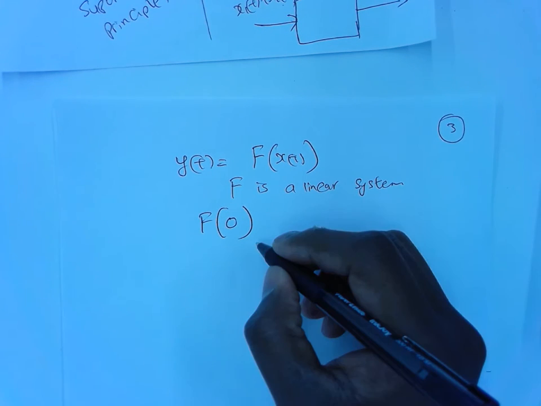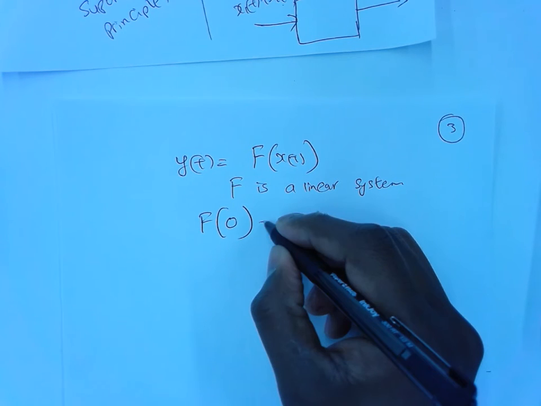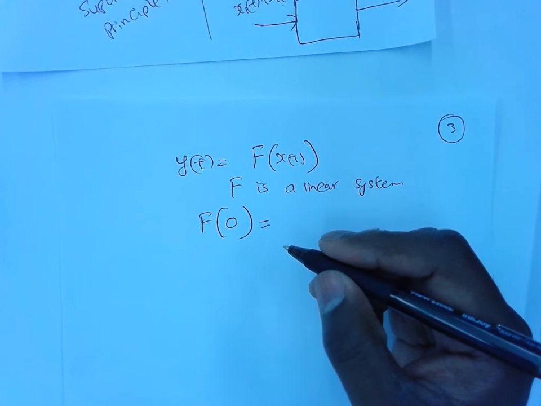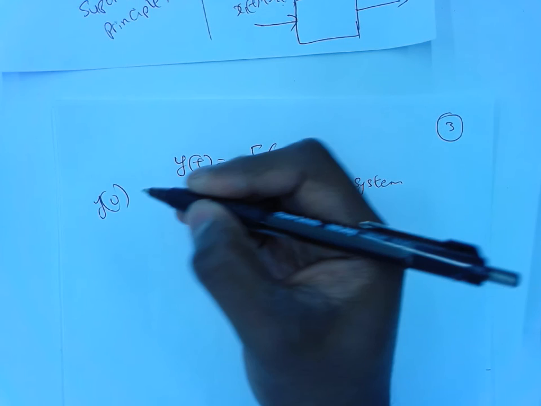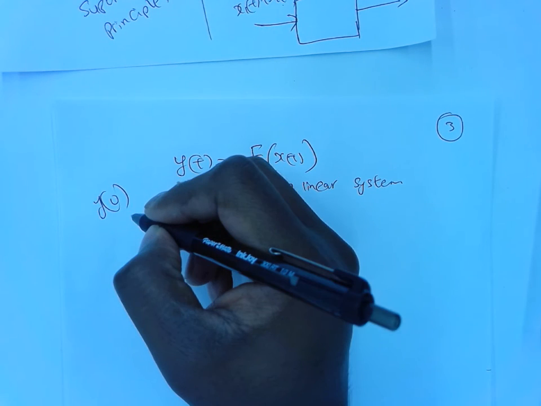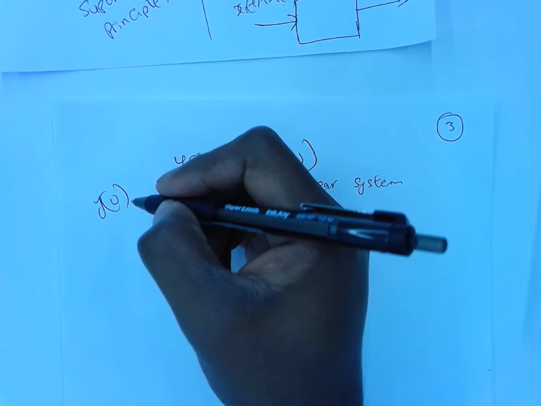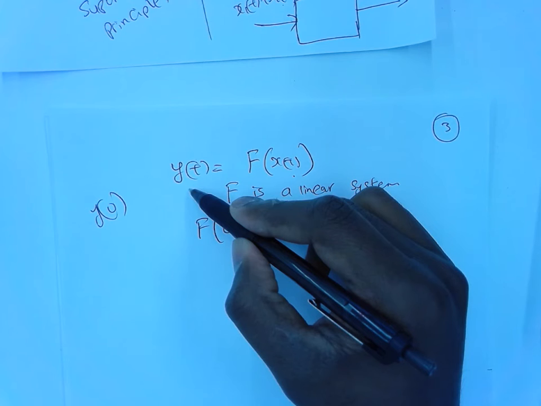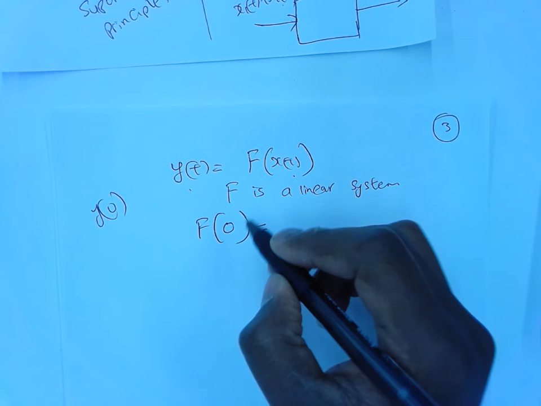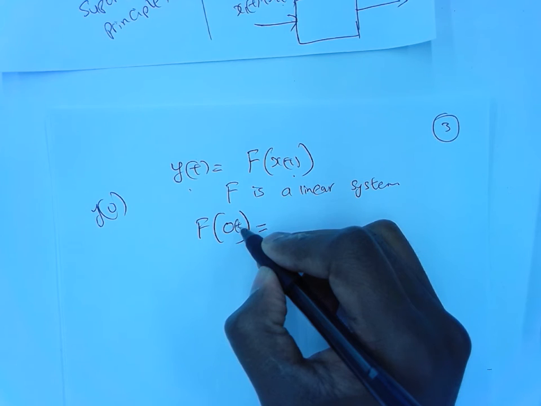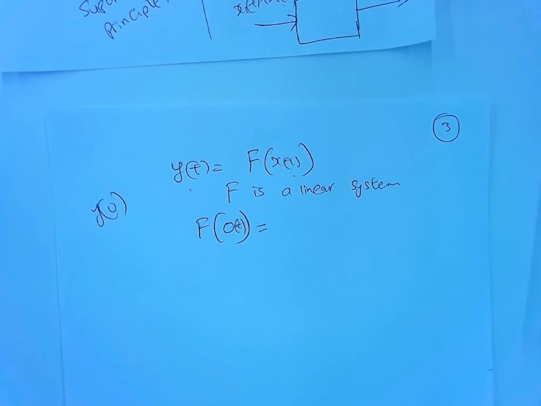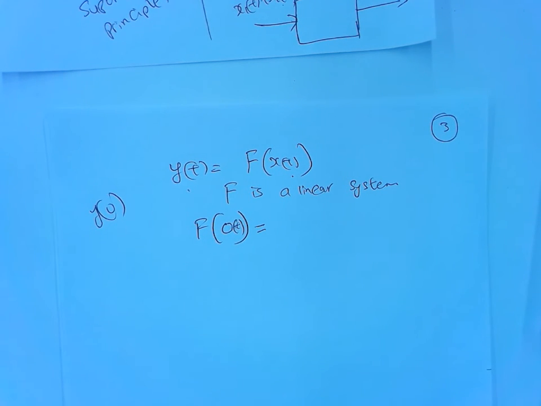Is that y of 0? No, the output should be a function of time. That's a number, but I want a signal as an output. Input is a signal, output is a signal. So it's 0 as a function of time, which is constantly 0. If you have a system, you feed in a signal and you get a signal at the output. So I'm feeding it the 0 signal. What should be the signal at the output? Take 2 minutes, work in groups, and let me know. You should be able to use these properties and come up with the answer.